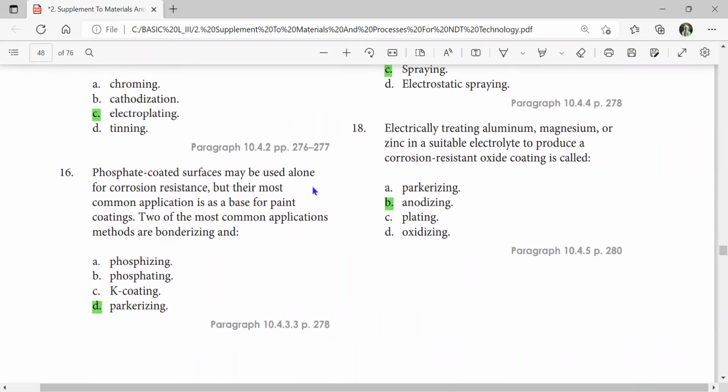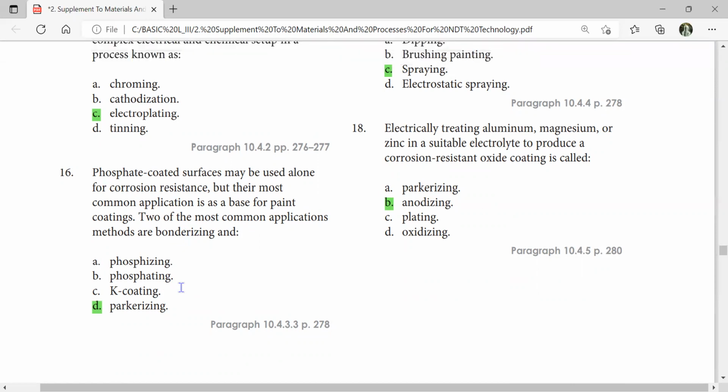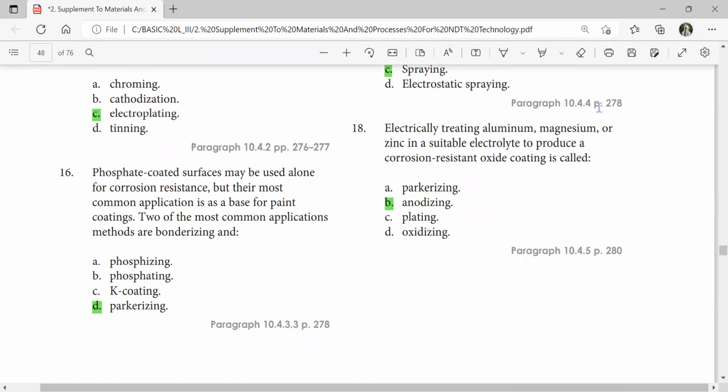Phosphate coated surfaces may be used alone for corrosion resistance. Their most common application is as a base for paint coating. Two of the most common application methods are bonderizing and parkerizing. Electrically treating aluminum, magnesium, or zinc in a suitable electrolyte to produce a corrosion resistant oxide coating is called anodizing.